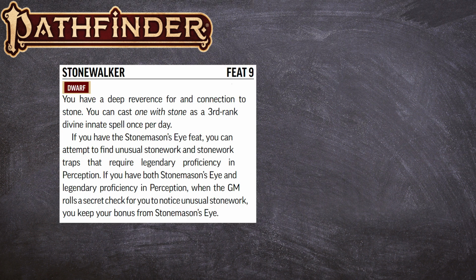You can cast one with stone as a third rank spell. I think that's something that got name changed. I think it used to be meld into stone. It also references the Stonemason's Eye feat. You get to check for things that usually require legendary proficiency, and once you have legendary proficiency, when the GM makes a secret check, you get to keep the Stonemason's Eye's extra benefit, which is very cool.